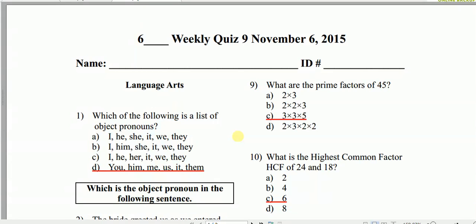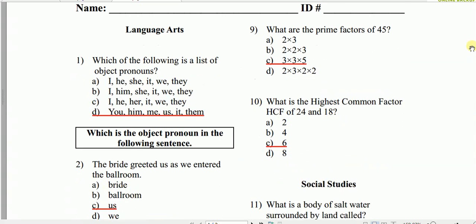In this episode, we look at the review of Weekly Quiz 9. If we have no confidence in self, then we are twice defeated in the race of life. But with confidence, we have won even before we have started. We start with language arts.